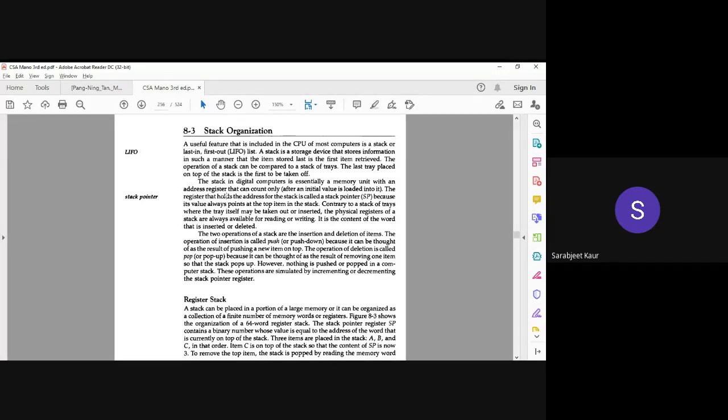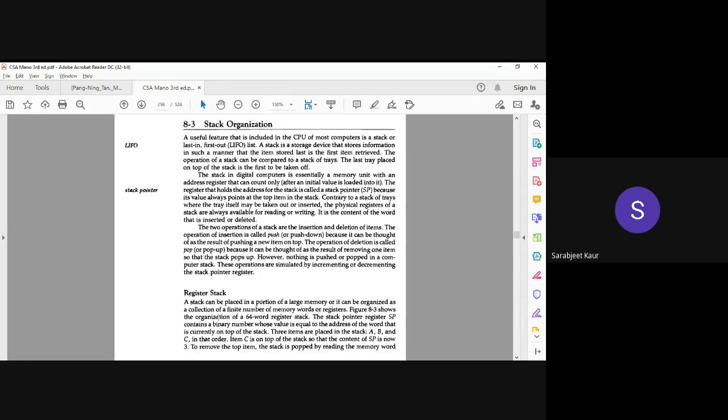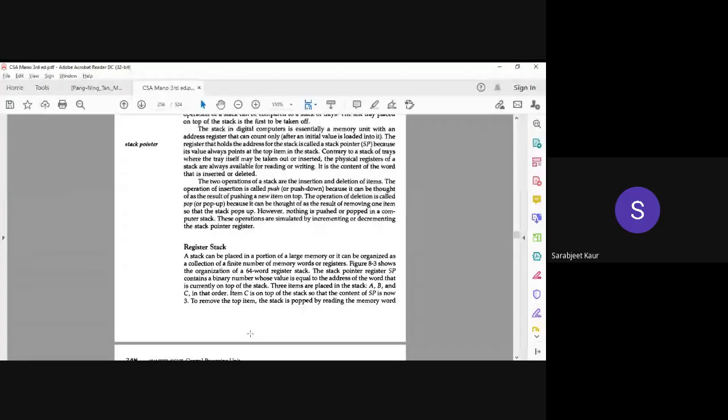this section 8.3 is only up till here, or maybe up till this page, up till here in your syllabus, right?